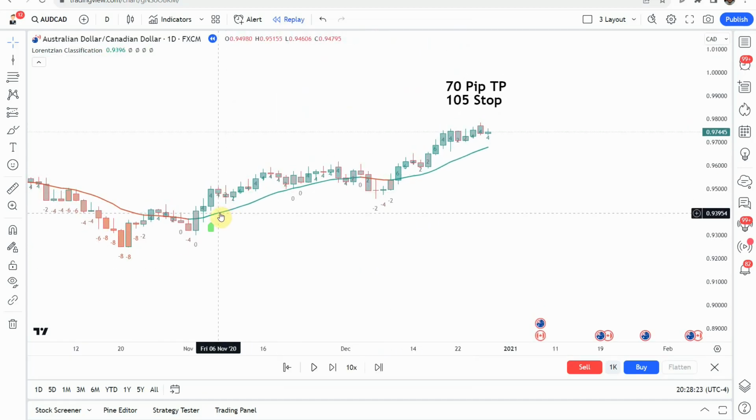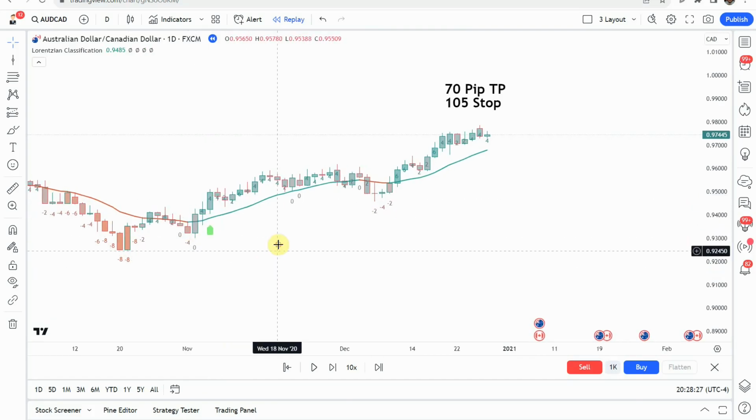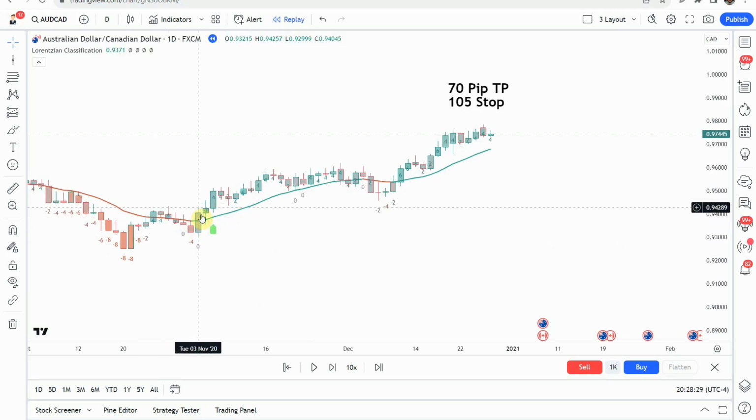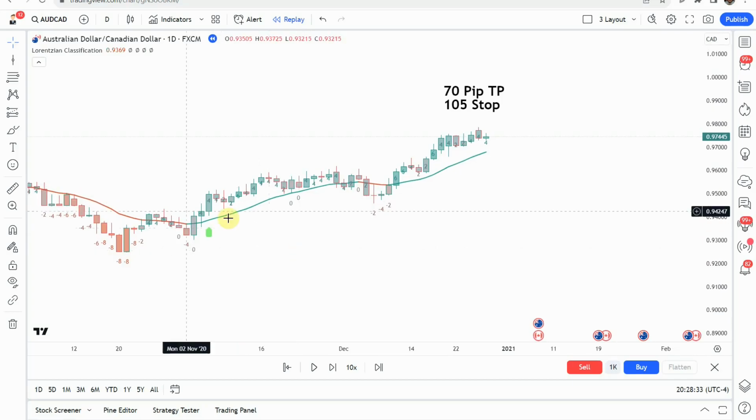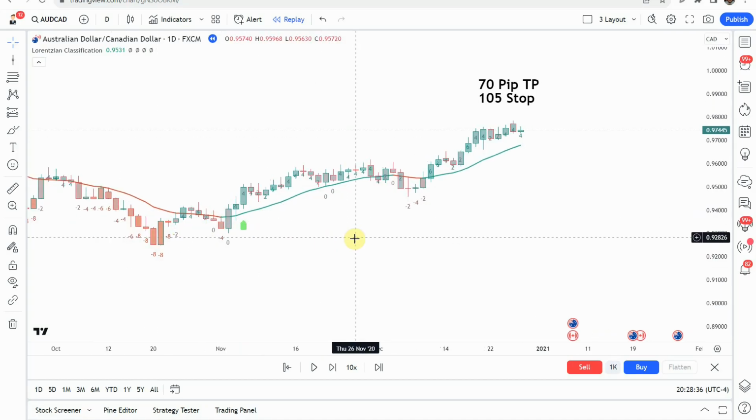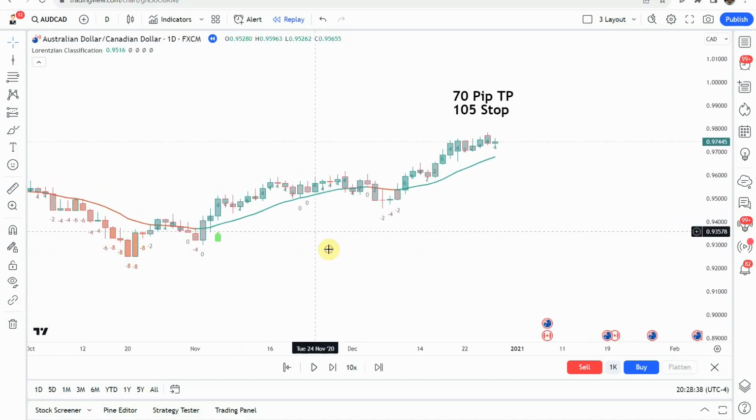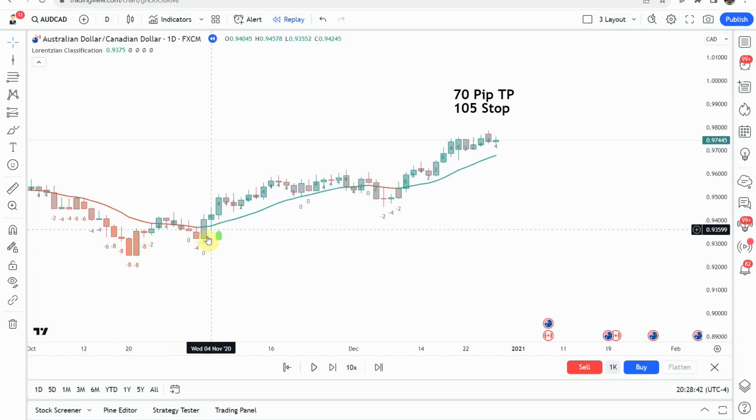And so we're looking for price in relation to that kernel line there. What we are looking for is when price is above it, we are looking for buy signals. When price is below it, we are looking for sell signals. And when price is above the kernel line and the kernel line is green and we get a green tag, that is going to be our signal to go long.